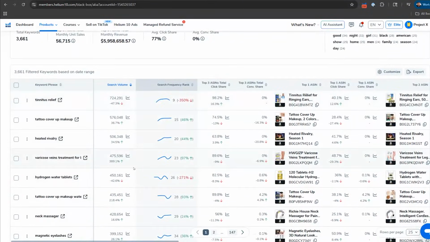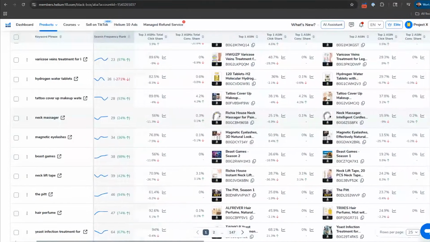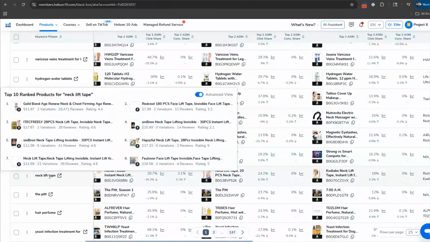And look at this. We've got some interesting products here like hydrogen water tablets, tattoo cover-up makeup, neck massager. Why did neck massager come up here? Take a look at these keywords. The top one, 21 or 25% of the clicks, but 0.1% of the sales. That's crazy. Look at this one, neck lift tape.